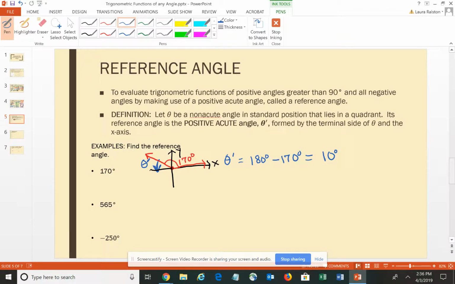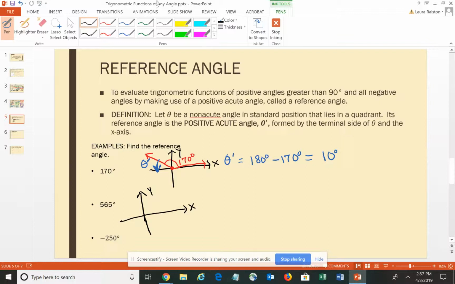So if we have 565 degrees, let's think about what it would look like. Again, if we draw our angle on our coordinate grid, let's see if I can make this a little bit bigger.